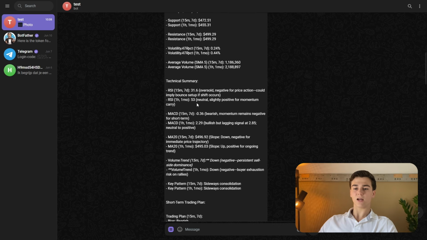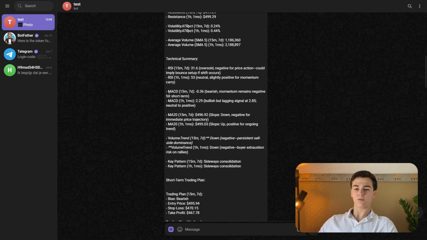Then we have the RSI of the 50-minute candle data from the last 7 days. This is a 31.6, and this is a bit oversold, negative for the price action, and could imply a bounce setup if a shift occurs. After that, we have the RSI for the 1 hour candle data from the last month. This is a 53. This is neutral, slightly positive for momentum carry. After the RSI, we'll move on to the MACD.